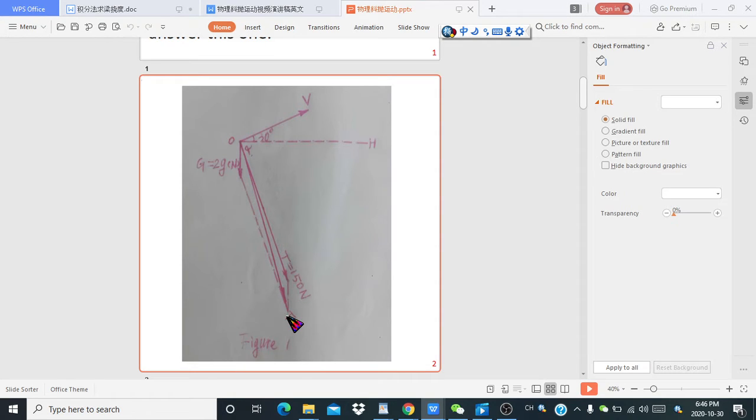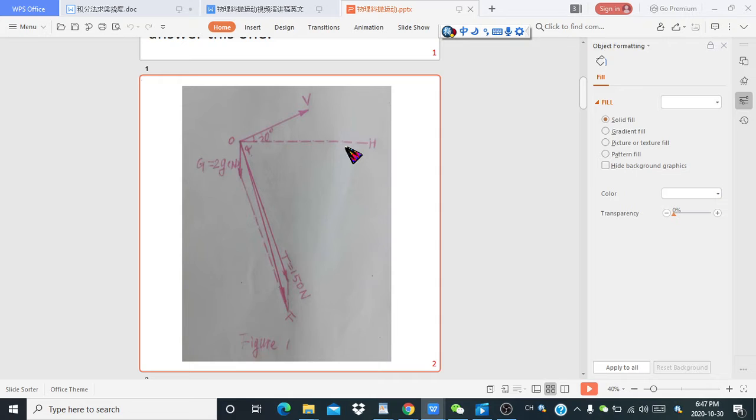Since force F is the centripetal force when the rock is let go, force F is perpendicular to velocity v. So the angle between force F and horizontal line OH equals 90 degrees minus 30 degrees. That's 60 degrees. The angle between force F and the line OH is 60 degrees.